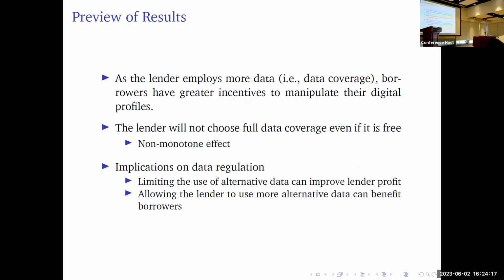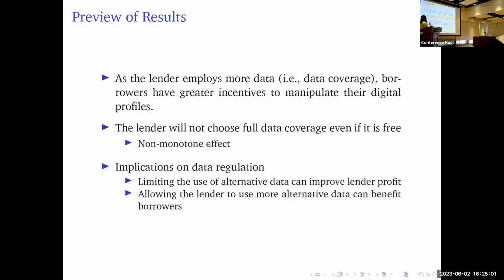What we find is that when the lender uses more data coverage in the model in the credit lending process, that may incentivize the borrowers to manipulate their digital profiles more. If that's the case, then even if this big data technology is free, the lender may find it's not optimal to use all the possible data in their credit lending process. Therefore, there is an endogenous limit of big data in the credit lending markets. So that's the main idea we want to deliver this time.